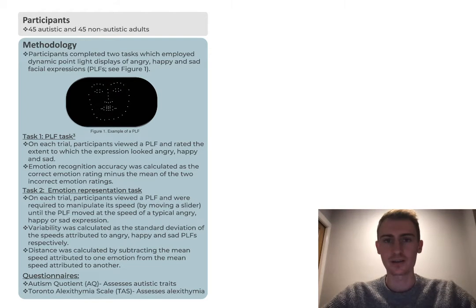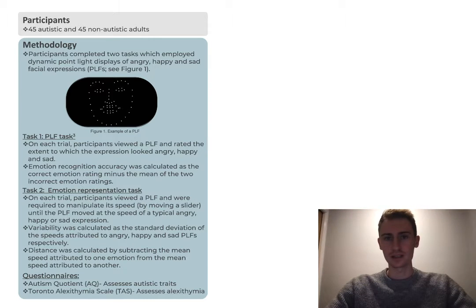In the first task, participants viewed emotional point light faces and rated how angry, happy, and sad they appeared. Emotion recognition accuracy was calculated as the correct emotion rating minus the mean of the two incorrect emotion ratings. In the second task, on each trial, participants moved a dial to manipulate the speed of a point light face until it moved at the speed of a typical angry, happy, or sad expression.